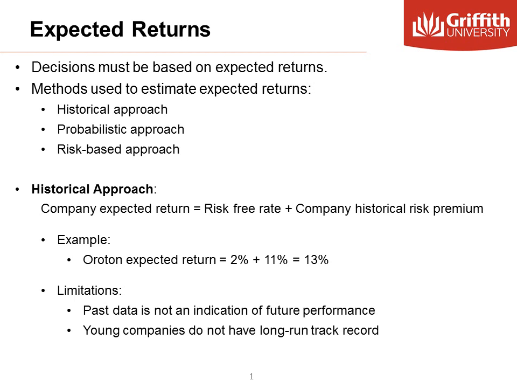With the historical approach, past data is used to find the expected return. We've seen that for the last 100 years, Aussie shares have had an average return of about 7.3%. Taking into consideration a few other factors, we would expect a return in the future around the same level. For example, knowing that the current risk-free rate is 2% and Oroton's historical risk premium is 11%, then we can calculate Oroton's expected return as 13%.